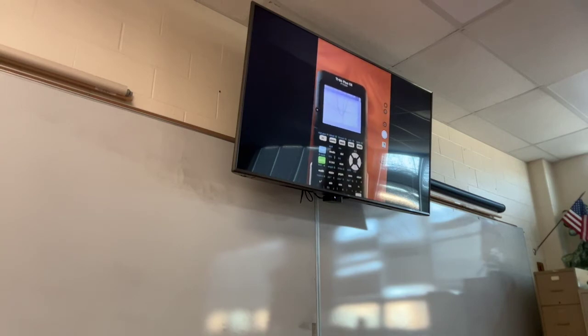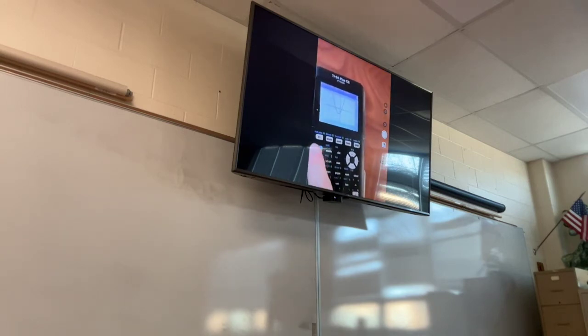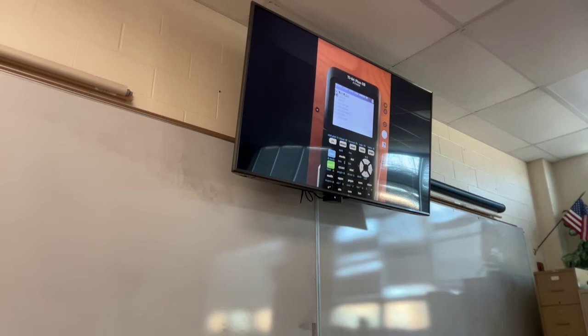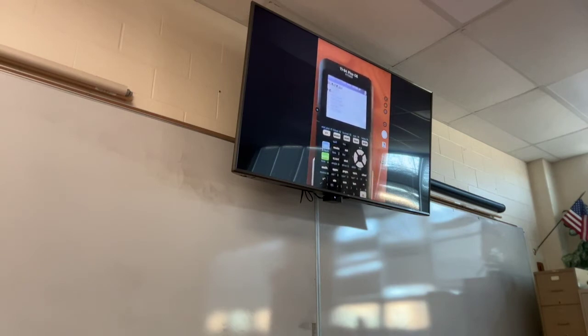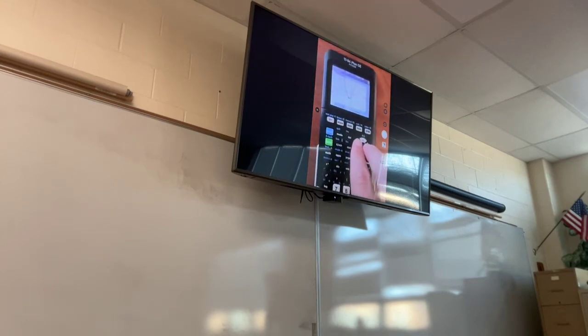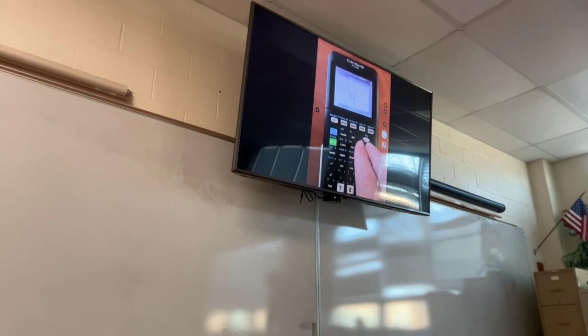I hit second trace, or second calc. So the second button, and then this button here that says trace, with calc right above it. So we get to this menu. Then we want the 0 option: go down to 2, and then hit enter. You should see this blinking cursor. If you use the right and left arrow keys, you can slide it around.